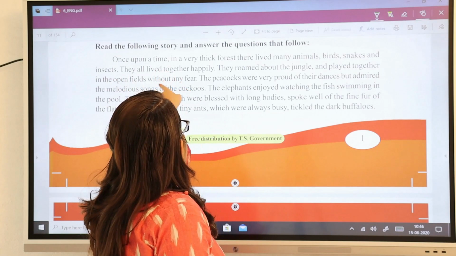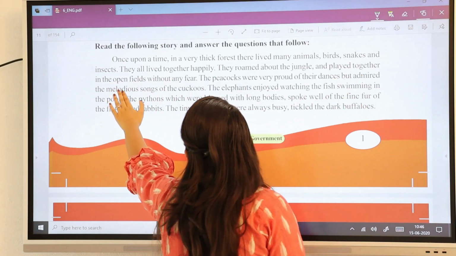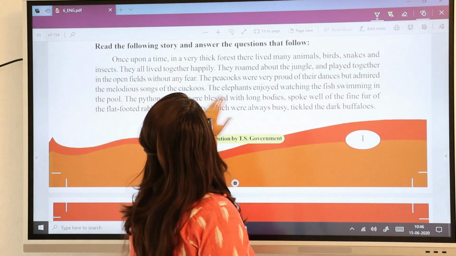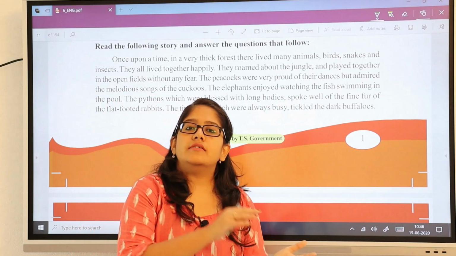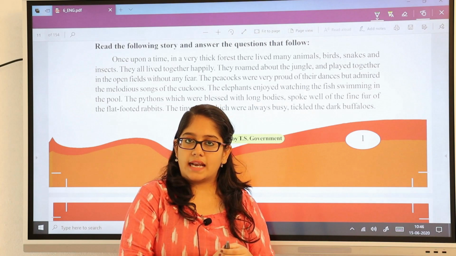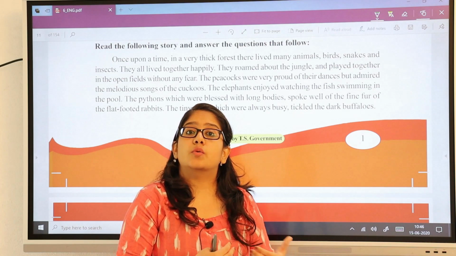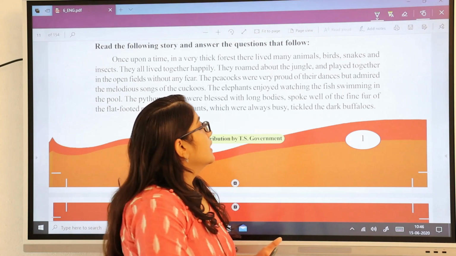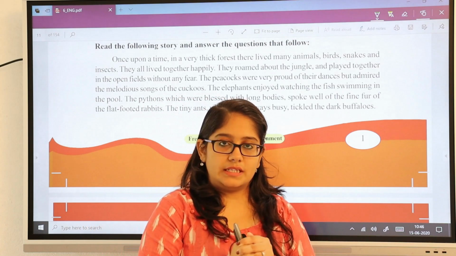Once upon a time, in a very thick forest, there lived many animals, birds, snakes, and insects. They all lived together happily. They roamed about the jungle and played together in the open fields without any fear. So this was the situation before the cunning jackal entered the forest. How were they living? There was a mutual understanding between the animals. They respected each other. They knew how to appreciate each other's qualities. So they were living peacefully. There were no fights, no quarrels among them. All the birds, all the snakes, all the other animals were living in a peaceful manner.